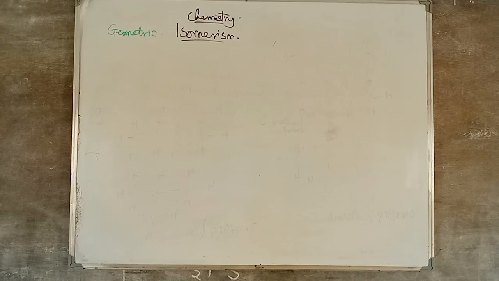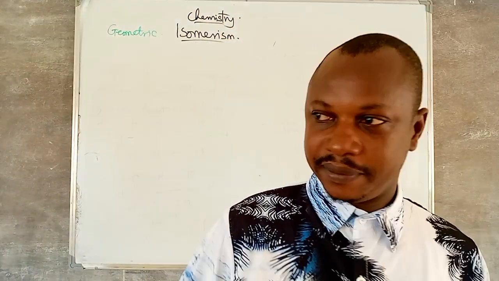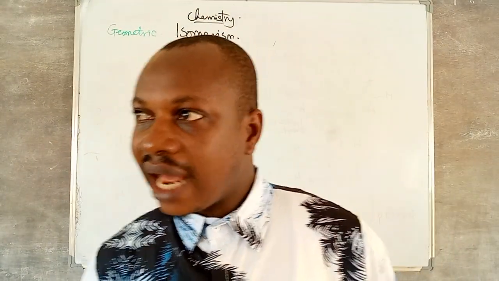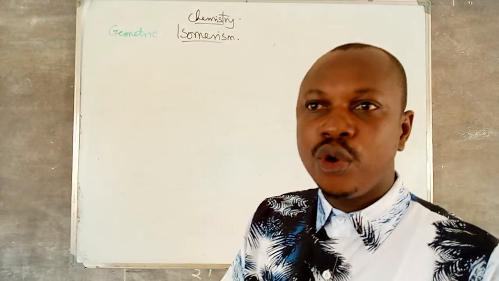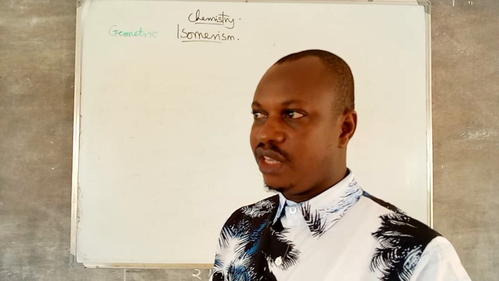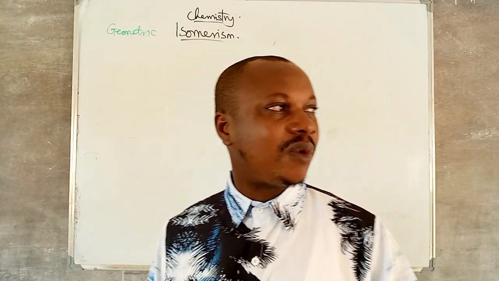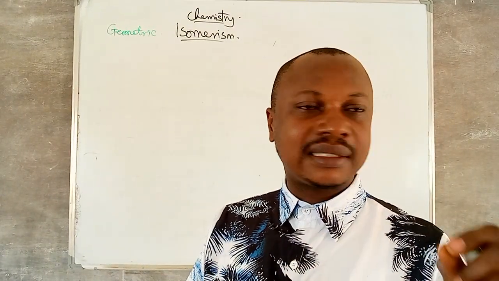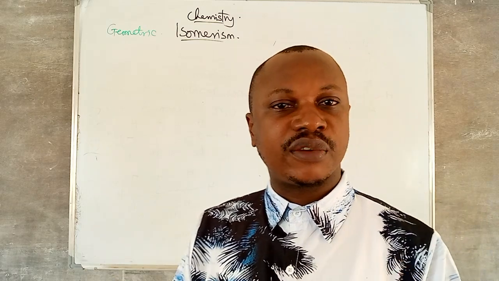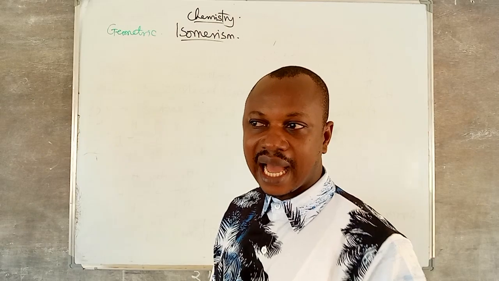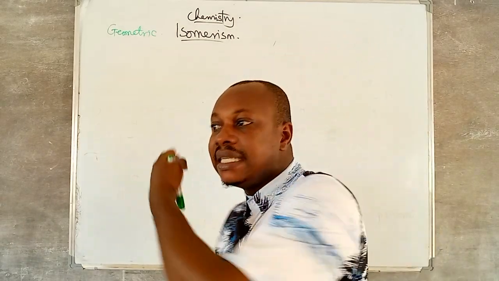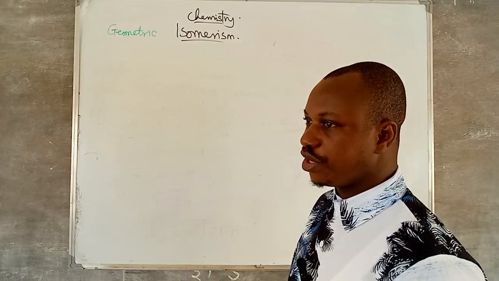Geometric isomerism. This geometric isomerism is peculiar to unsaturated alkenes. Alkenes specifically undergo geometric isomerism. If you can remember what we learned, alkenes are known by the presence of a double bond. Anyway, if it's a double bond, we're talking about alkenes. So they exhibit geometric isomerism.